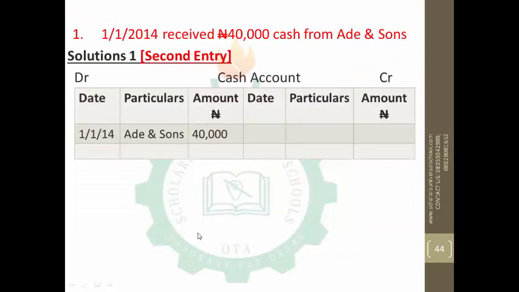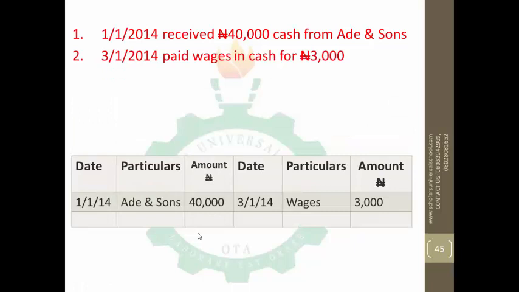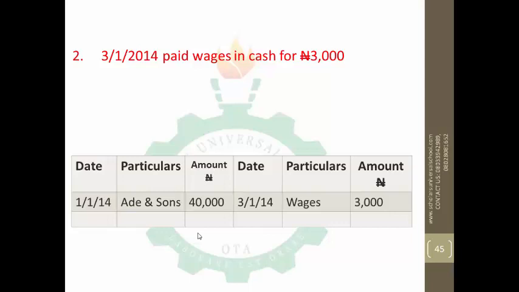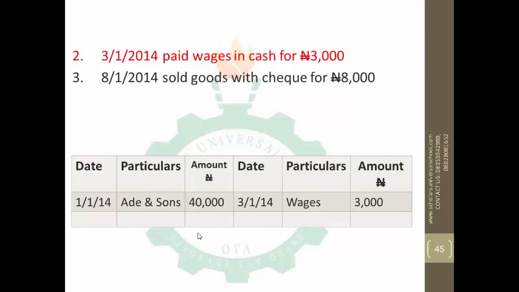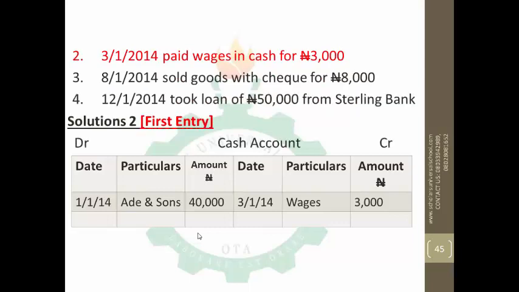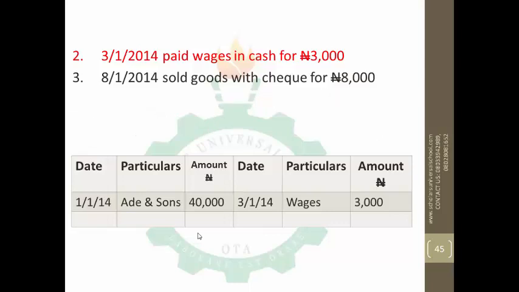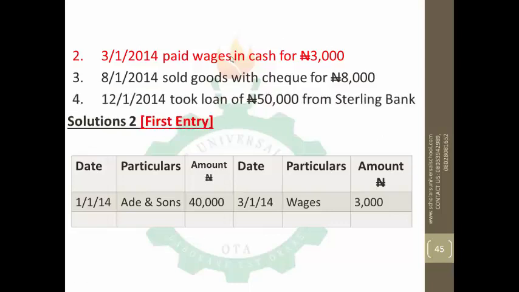All right. So I'm going to the next question, which is illustration 2. We are done with illustration 1. Illustration 2 says: paid wages in cash for 3,000 naira. When you're paying wages in cash for 3,000 naira, there are two accounts involved, and the two accounts are the wages account and the cash account.